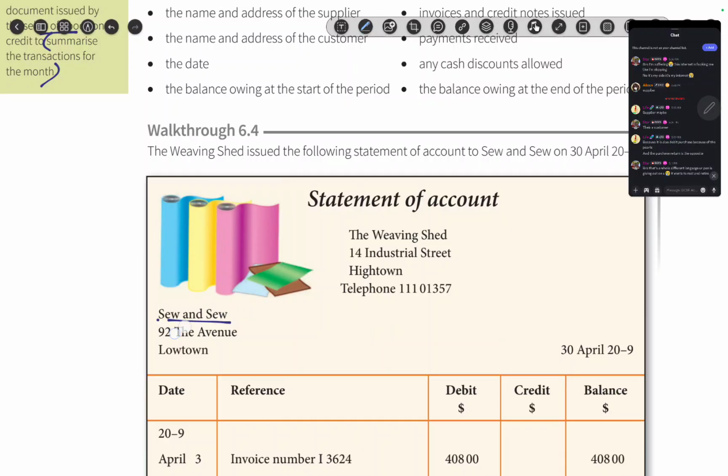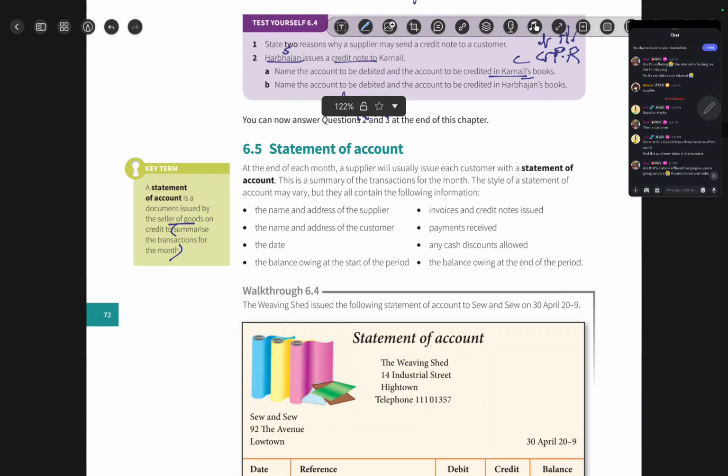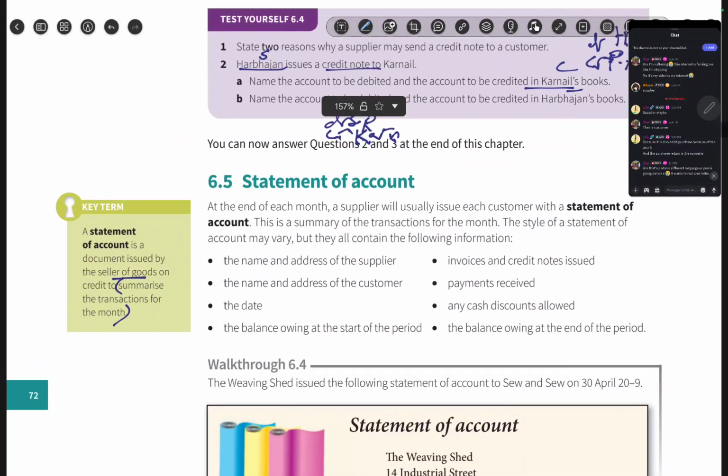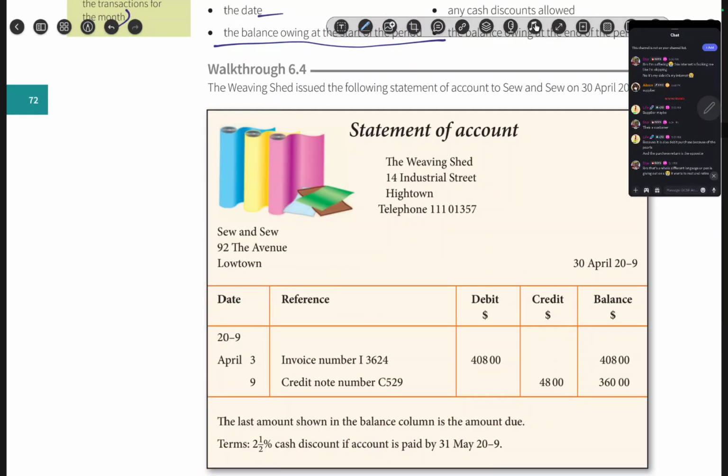All right. So for each customer, we have to make a statement of account, and it's a summary of the month, whatever happened during the month, whatever transactions. At the end of each month, the supplier will usually issue each customer with a statement of account. This is a summary for the month. The style may vary, but they all contain the following information. Again, name and address supplier, name and address customer, date, the balance owing at the start of the period. Whose balance is this? The balance that the customer owes us.